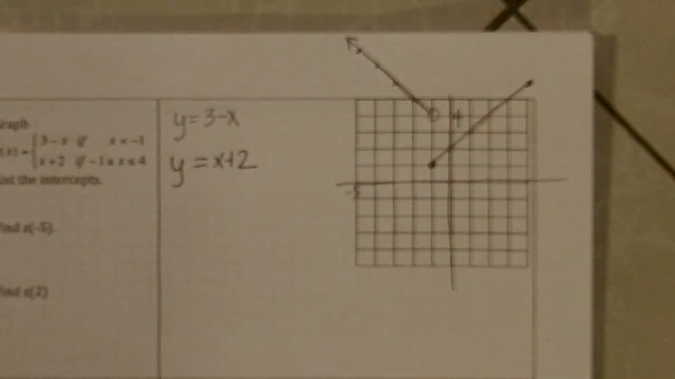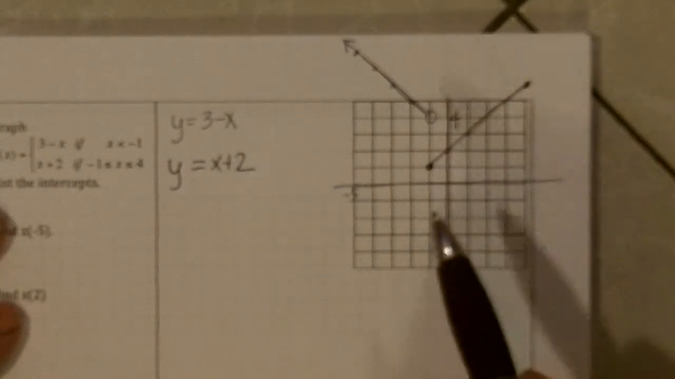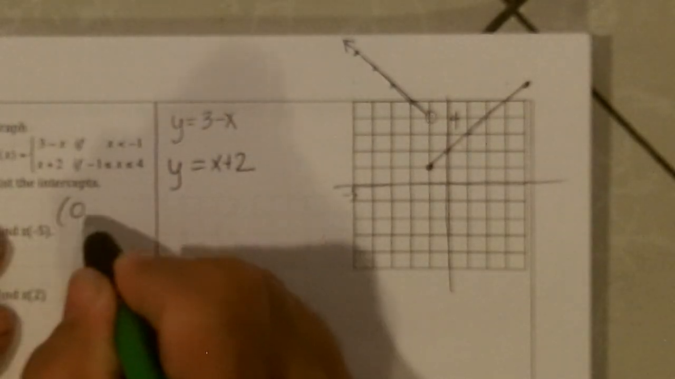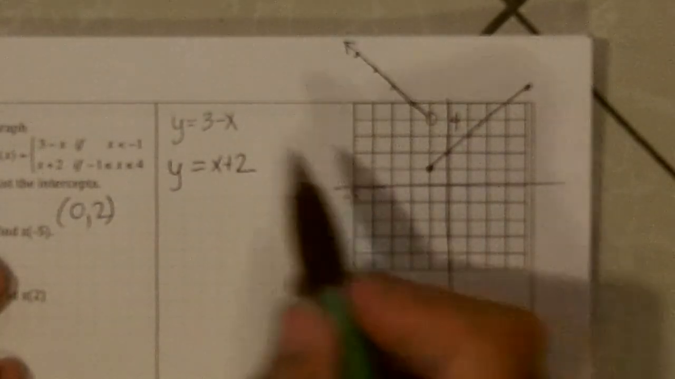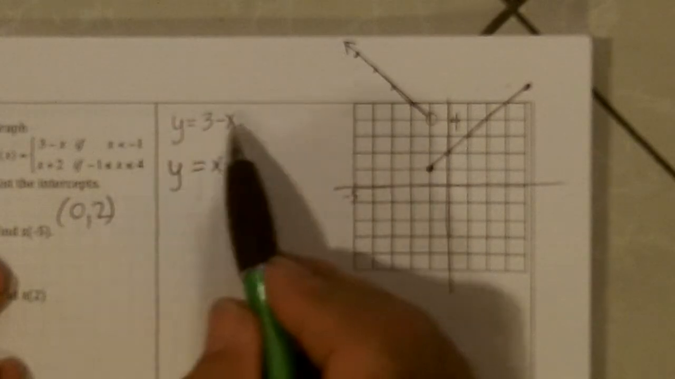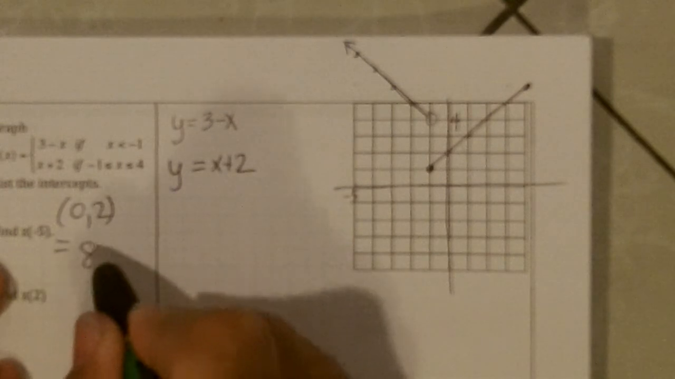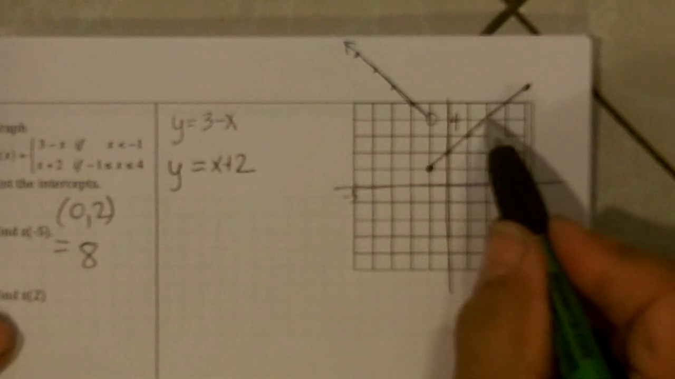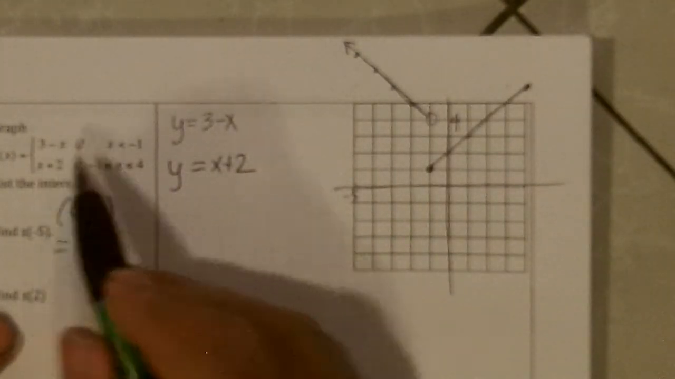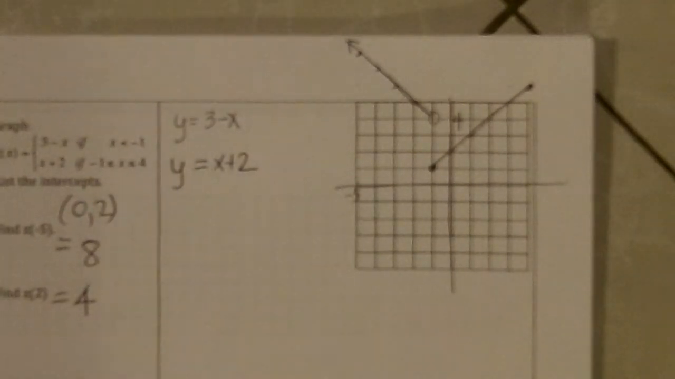So it's two separate lines. List the intercepts. Only one: 0, 2. Z of -5. If I put -5 in, I would use this one. 3 minus -5 is 8. And of 2, I get 4. 2 would go into this one. 2 plus 2 is 4.